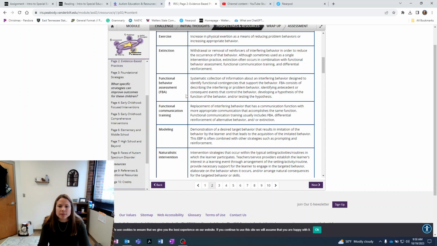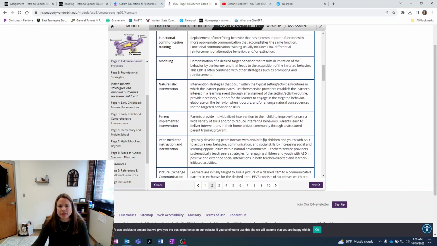Then we have what we call functional communication training. And this is really replacing those behaviors, right? Those communication behaviors. And functional communication training includes that piece of FBA, but we want to look at giving them alternative behaviors, right? So we can make that challenging behavior extinct.